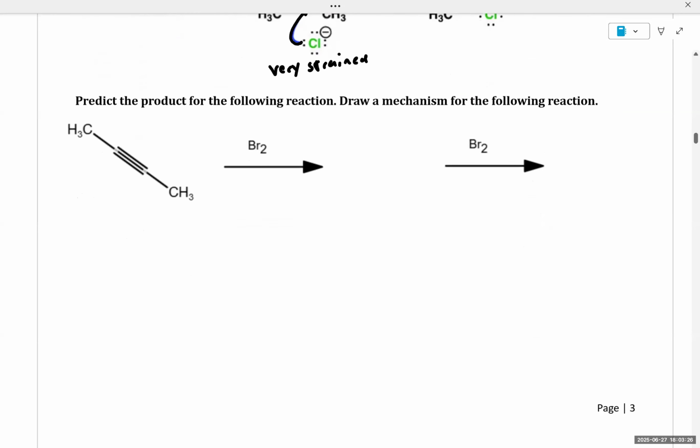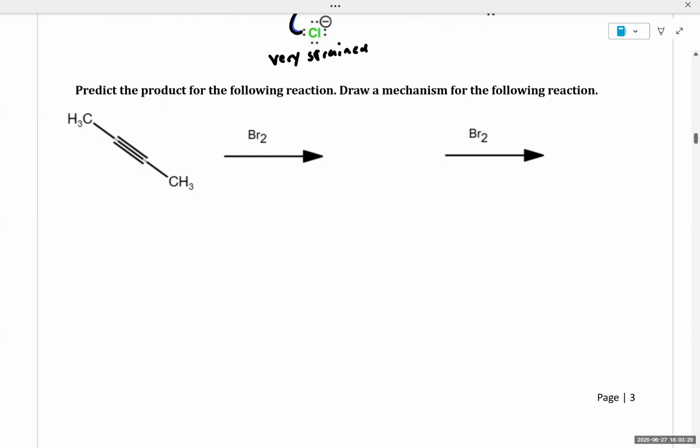So let's try to apply what we've learned here, and let's try to predict the product for the following reaction, and I'd like you to draw a mechanism for each step in this reaction. So pause the video, take a few moments to work through this problem, and then we'll discuss. So first and foremost, the alkyne is going to react with our halogen, in this case bromine. We're going to generate a bridged ion intermediate.